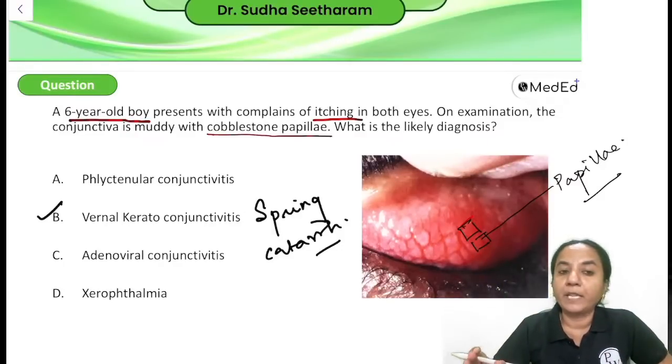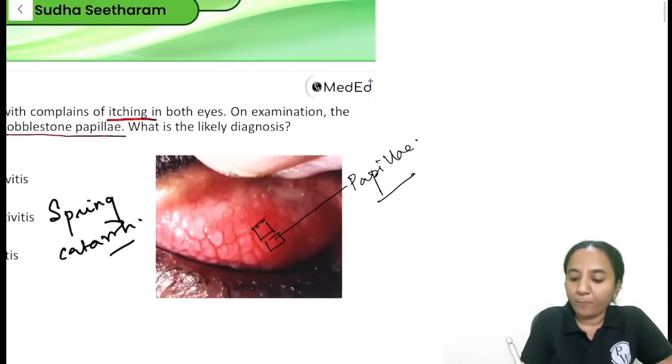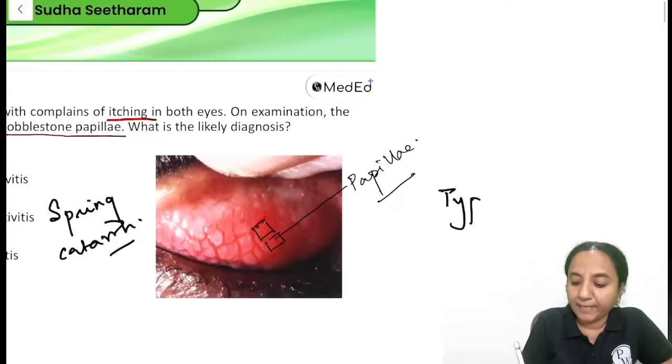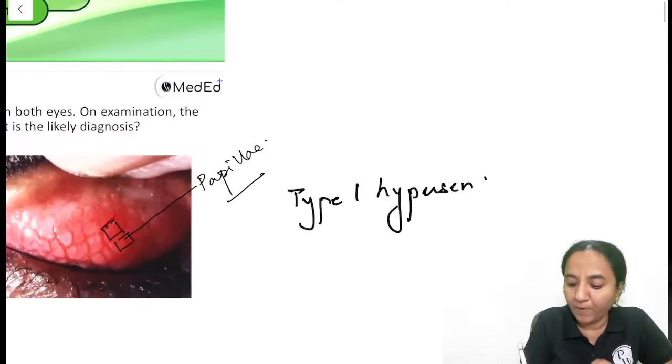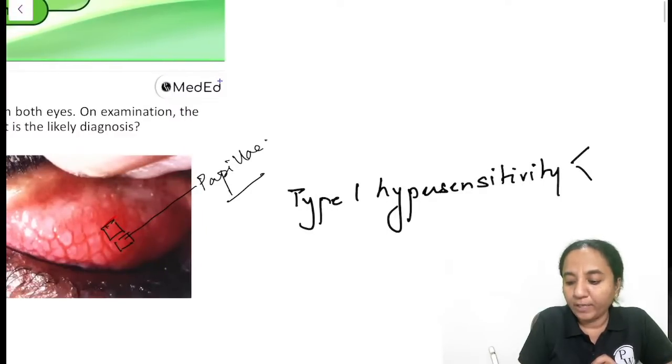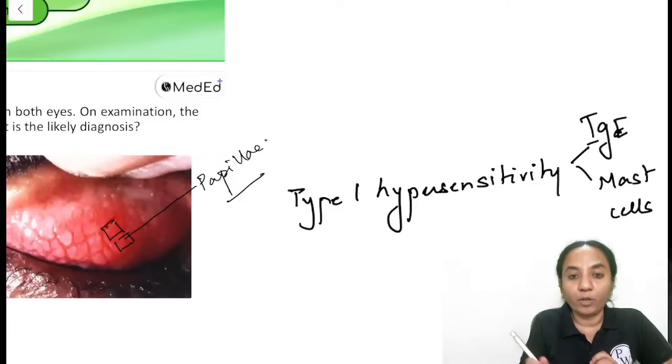So please remember the other name for VKC is spring catarrh, and it is what type of hypersensitivity? It is a type 1 hypersensitivity. I'll just go through the important points to remember in these topics. So it's a type 1 hypersensitivity, and therefore it is mediated by IgE, and the type of cells that are involved in this are the mast cells, right? And what are the important features?